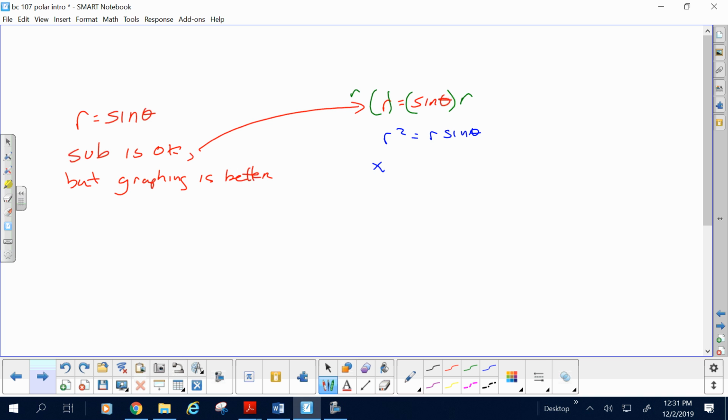Because it's r squared now, it's just normal. X squared plus y squared, and this is y. And I guess you're done, but it's ugly. And it was more work. And there's a little gotcha in it. But if you were to graph this, so much easier.